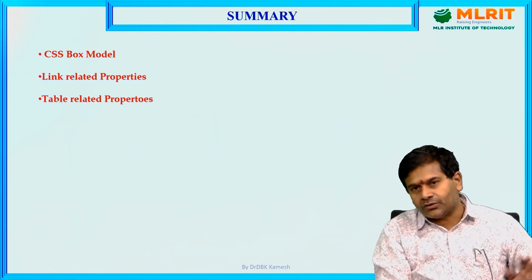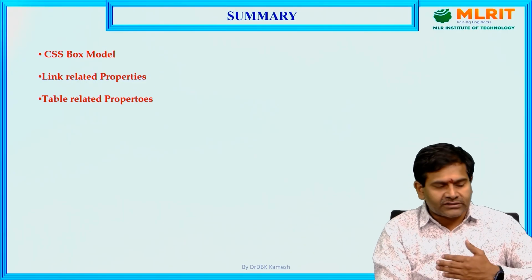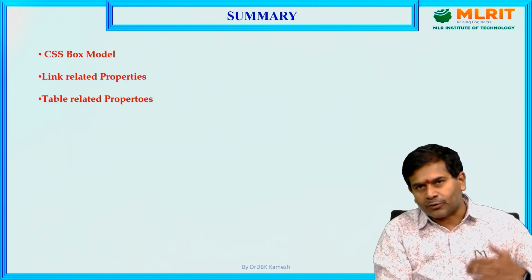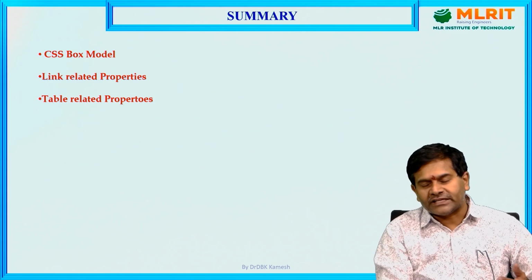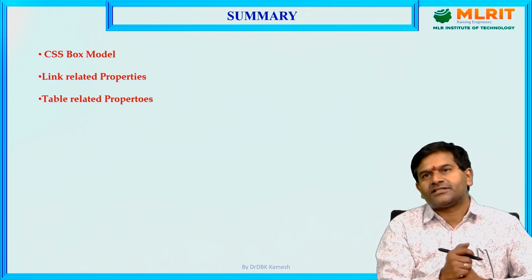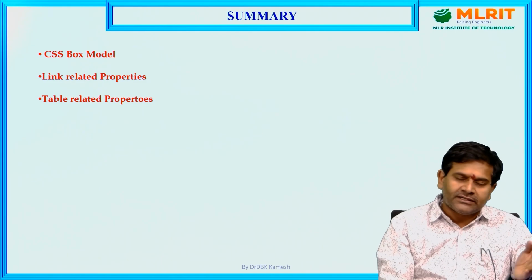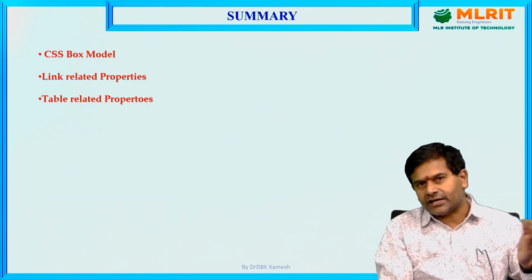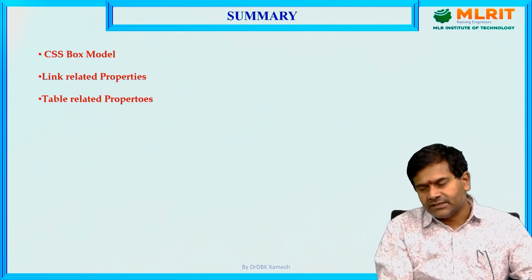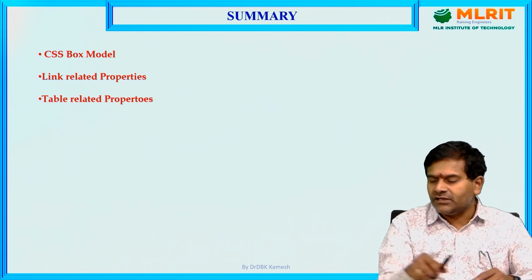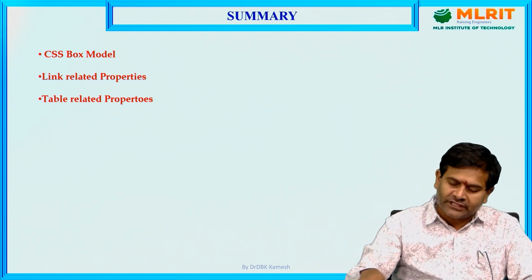Then as a whole we learned so far what the CSS box model is, how you can link related properties, and table related properties we have discussed in this session. So this is very important in CSS. Then introduction to CSS, types of CSS, box models, link related or table related, as a whole, which is a very important topic. So thank you so much.